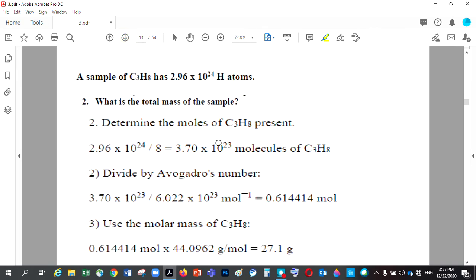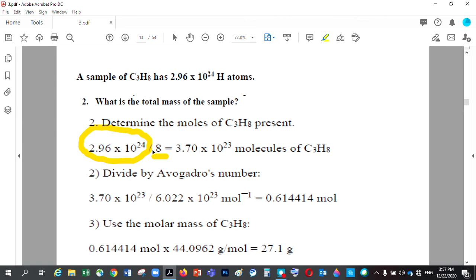So now, what is the total mass of the sample? You do the same thing we did before. This is the hydrogen here, correct? The number of hydrogen atoms given to me corresponds to 8 hydrogens per molecule. So this to this, correct?